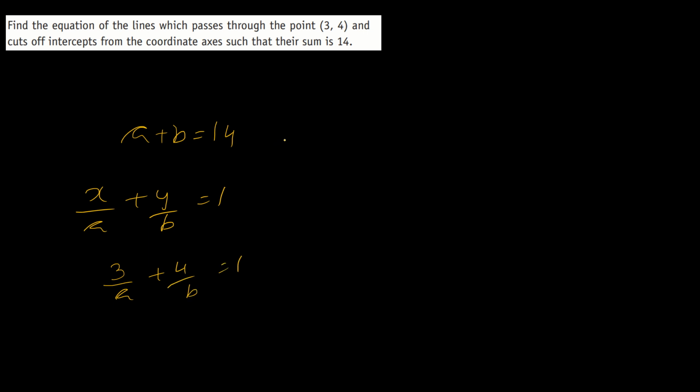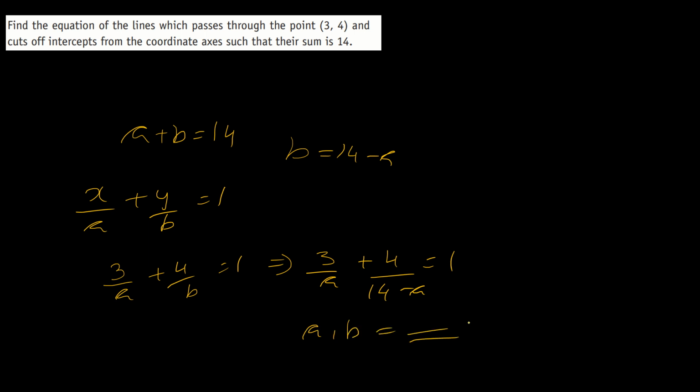We have this particular relation b = 14 - a. Then we can substitute here: 3/a + 4/(14 - a) = 1. Substitute these and we will get the values of a and b, and finally put them in the main equation. That will be your equation of the line.